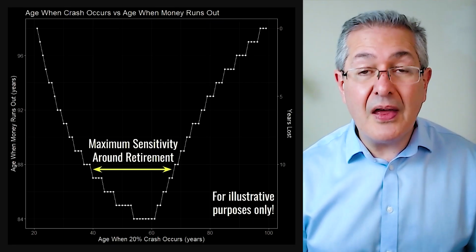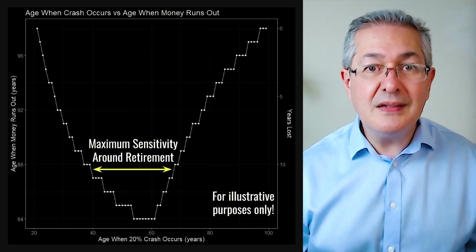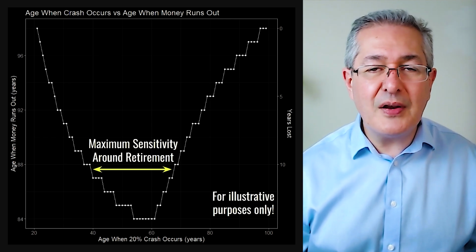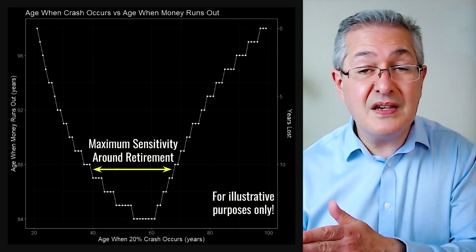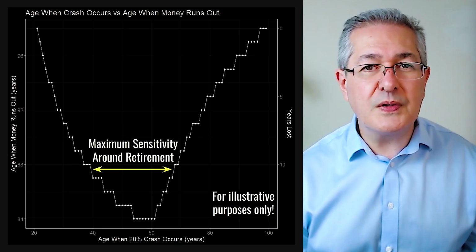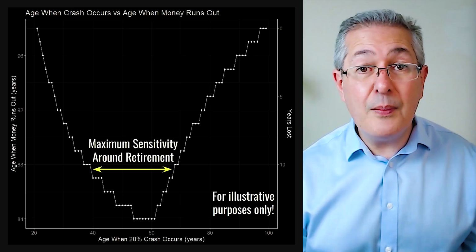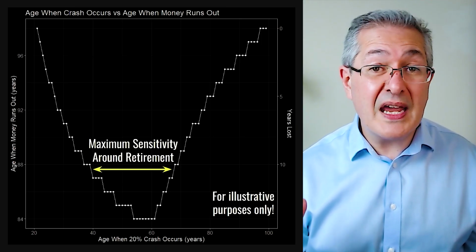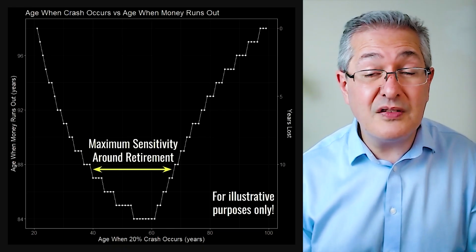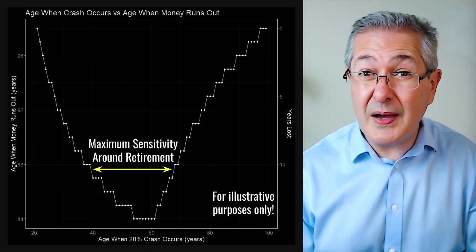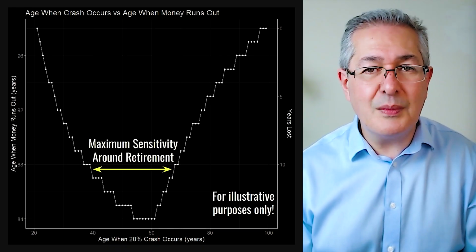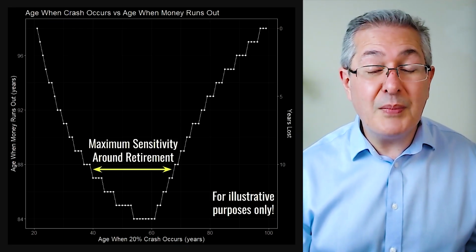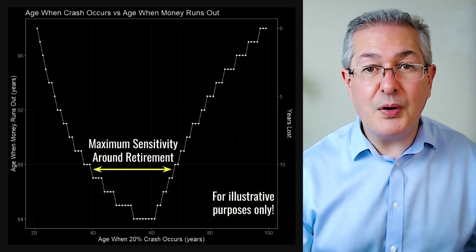So what I've done here is to do that shocking, taking the 20% fall overnight and making it happen at various ages, all the way from 20 years old up to 100 years old. And the y-axis here shows you how much the longevity of the pot drops. So a crash age 20 makes almost no difference because you have very little saved at that point anyway. A crash at that point still makes the pot last 96 years. Similarly, a crash age 90 or older makes very little difference to the amount of time the pot lasts.